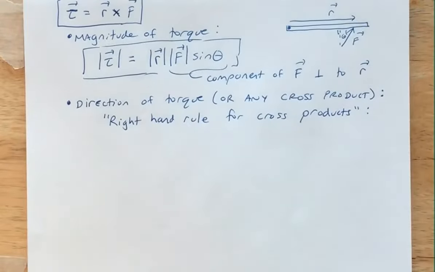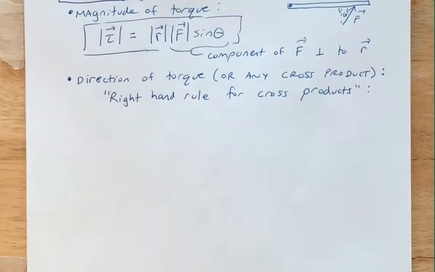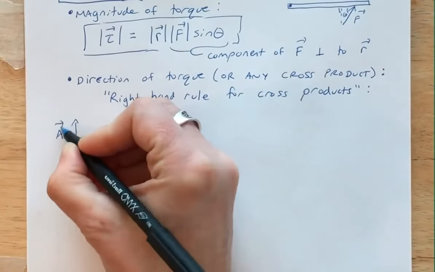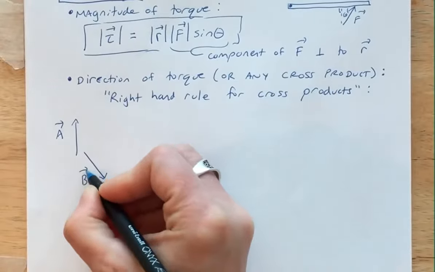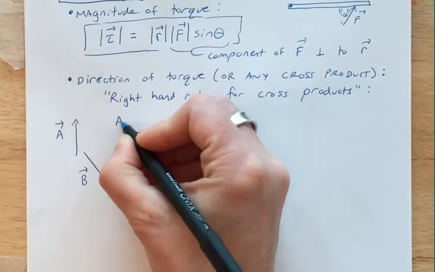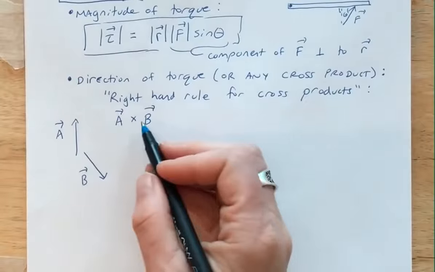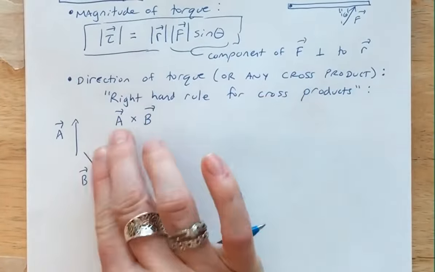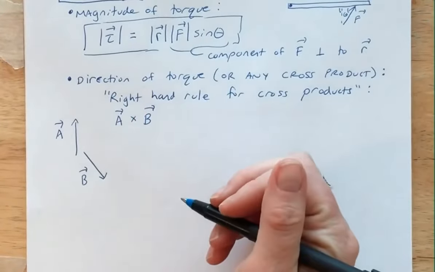If we look at this, I'll make it general so that it applies to any two vectors. I'll draw a vector A straight up, and then a vector B at a downward angle. If I want to take vector A crossed into vector B, the first thing to know about the cross product is it results in a vector that's going to be perpendicular to the plane that the vectors lie in.